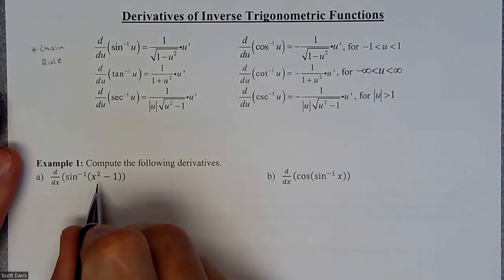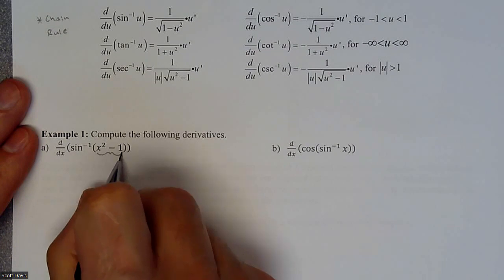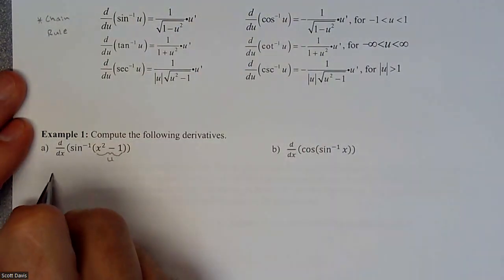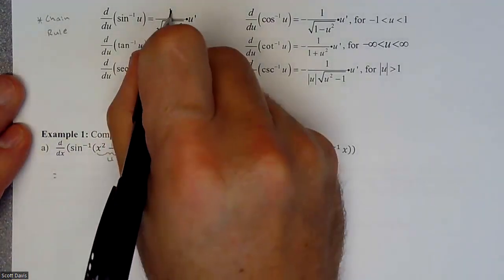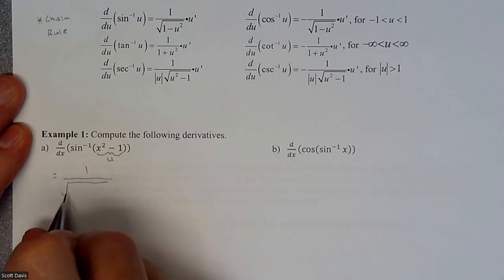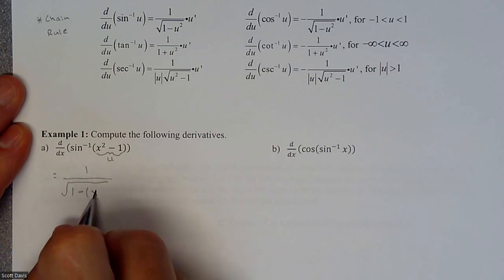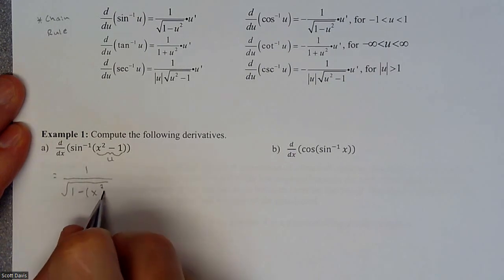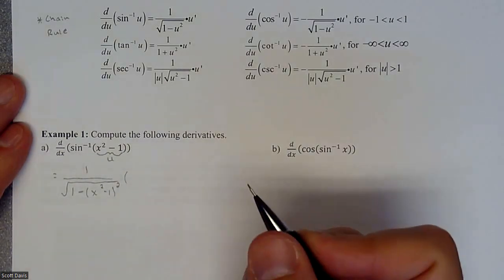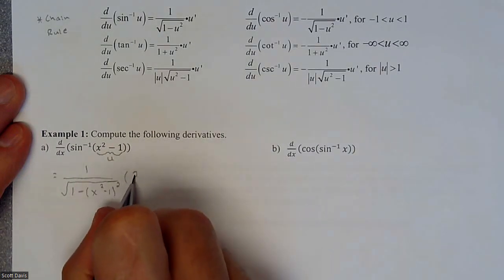So if we're doing the first one, we're looking at this problem. And just to start, that is my u. So I'm going to do an inverse sine. So we're just plugging it right into the formula. So we're going to have 1 over square root 1 minus our u. So minus, let me put it in parentheses because we're subtracting the whole thing, minus that squared, and then times our derivative, chain rule. So the derivative of this piece, which is going to be 2x.